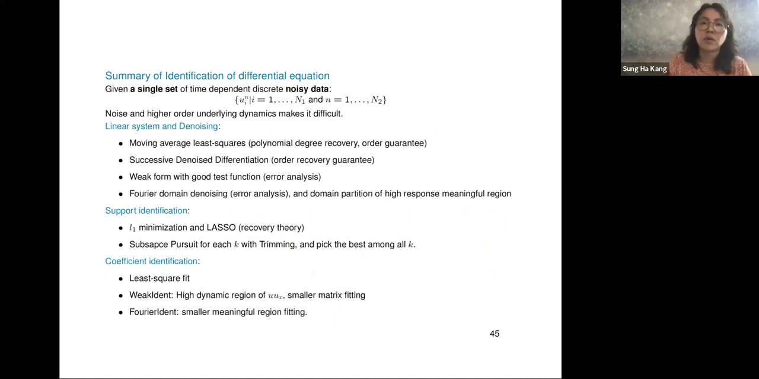So up to now, just to summarize what I've been talking about: given a single set of time-dependent noisy data, we can actually do something. Noise makes it challenging. Higher order derivatives make it challenging. However, if you can decide on the linear system in a proper way, denoise in a proper way, and then find the support in a proper way, then even the coefficient identification we can do better. Least square was used; now you can use a high dynamic region or a smaller meaningful region, and then even the coefficient recovery can be better.